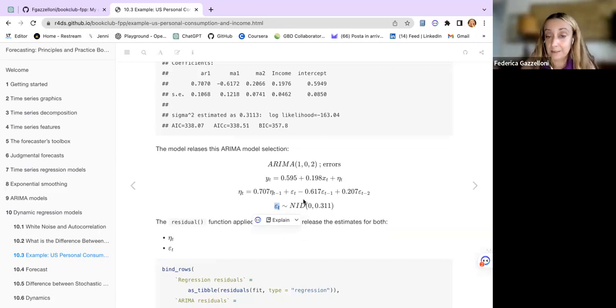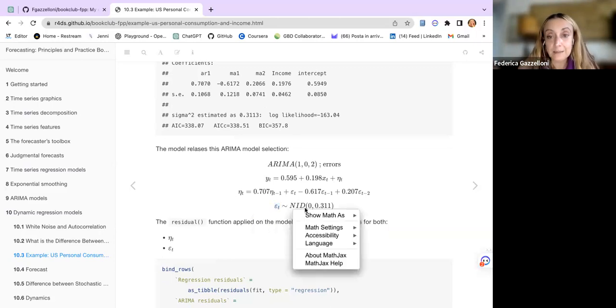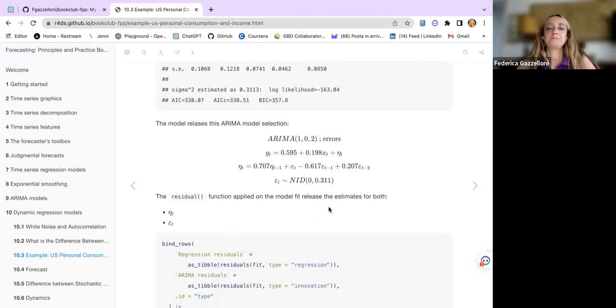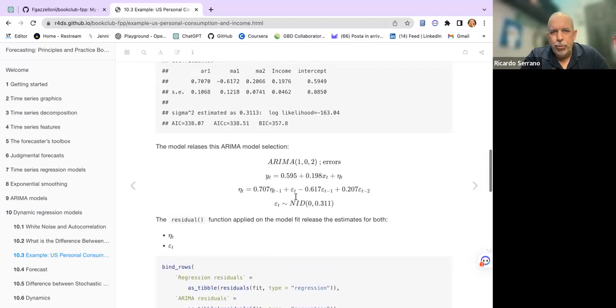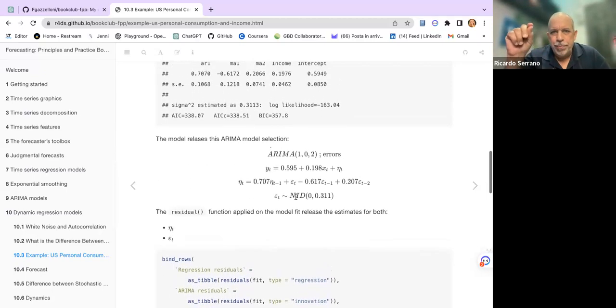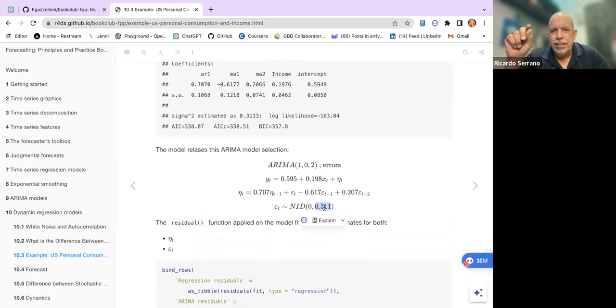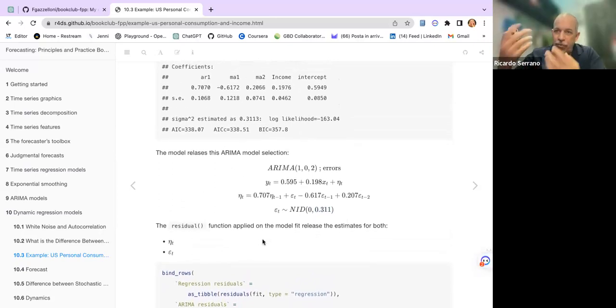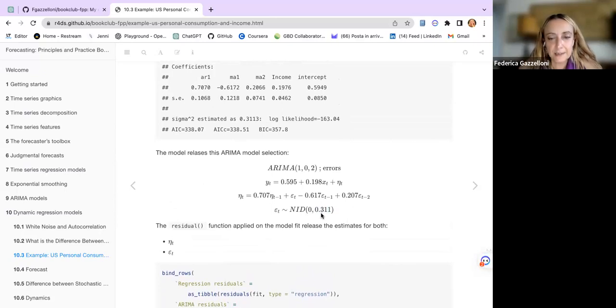So we cannot predict it exactly, but we hypothesize that it is normally and independently distributed with mean zero and variance 0.311. Yeah, in the summary of the model, when you do the report, it's right there. It's sigma squared, the variance, estimated as 0.3113. Okay, and that's the normal independent distribution with a variance of that number.